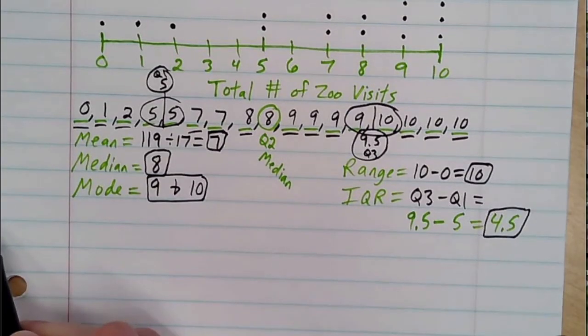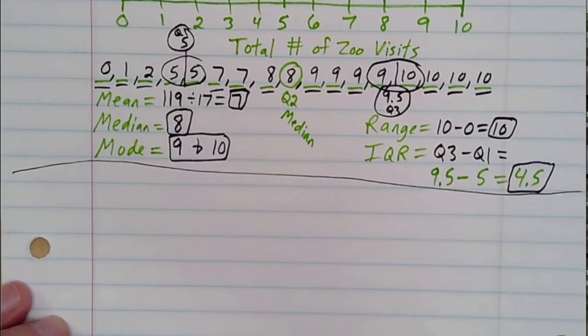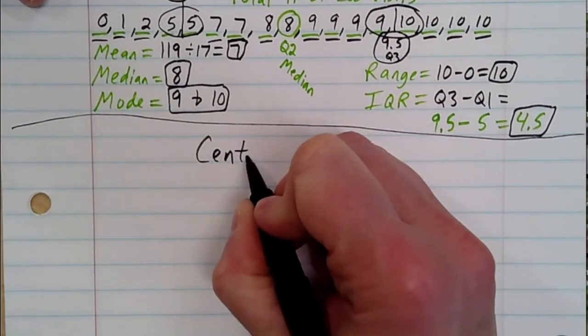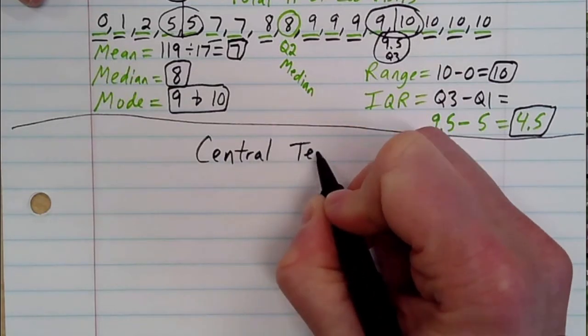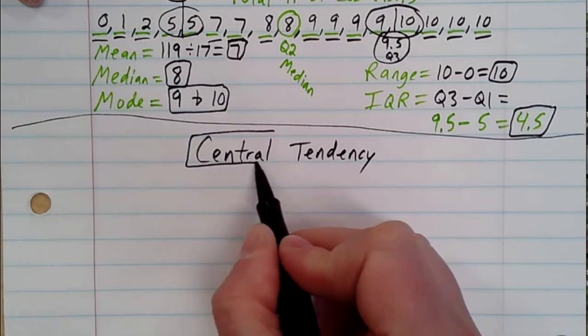So that's part of our notes today. The other part of our notes, we're going to talk about central tendency. We did this a little bit on the other paper that we glued in our notes. We're going to talk more about central tendency.